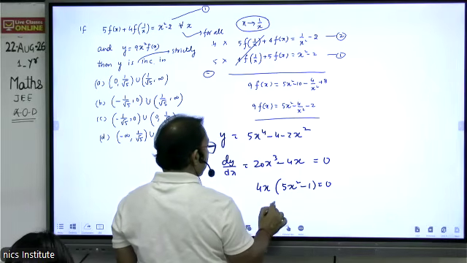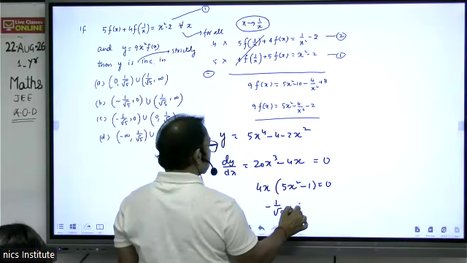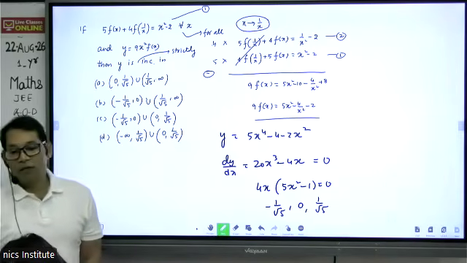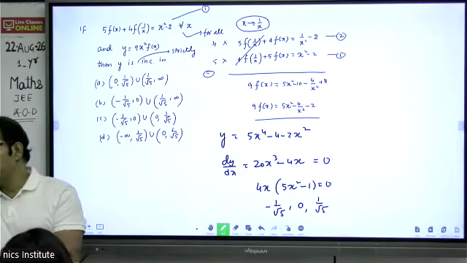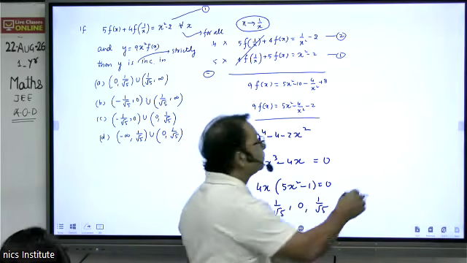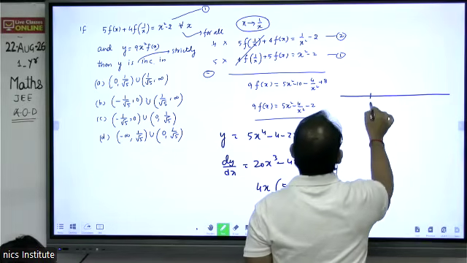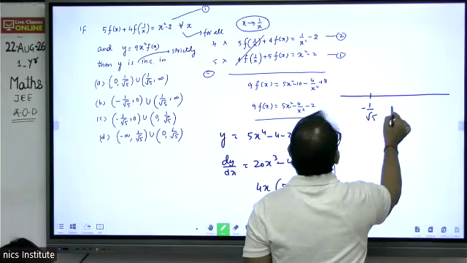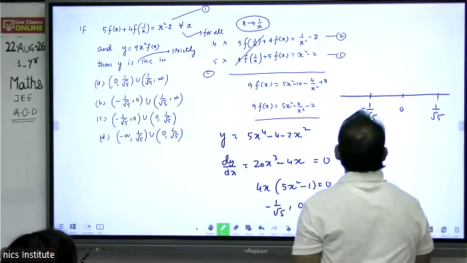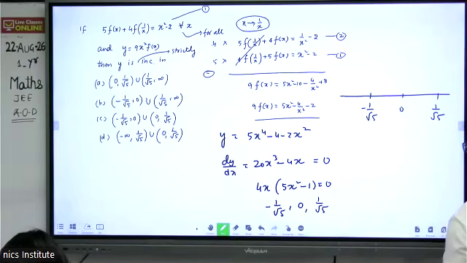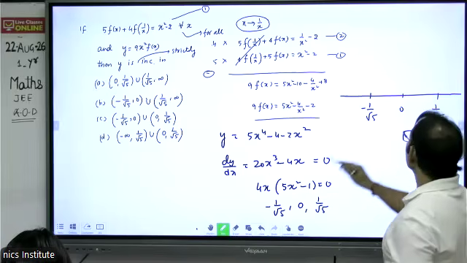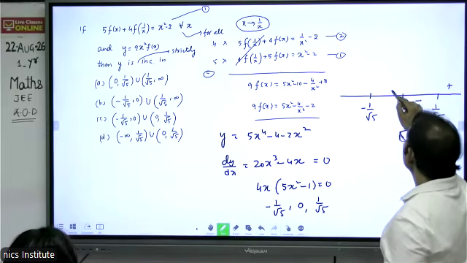So your points will be minus 1 by root 5, 0 and 1 by root 5. So you get 3 critical points. Clear है? So you have 4 intervals. At these points, derivative is 0. If I take the rightmost interval and take some point, say 1, and substitute here, it would be positive. So positive, negative, positive, negative.